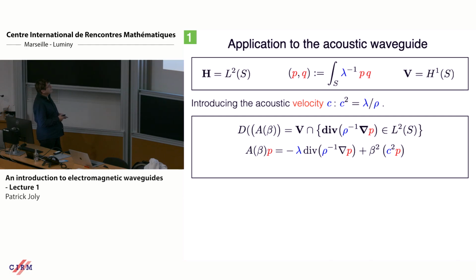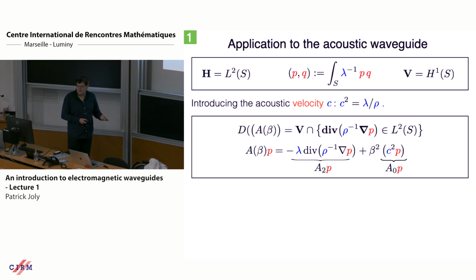It's easy to see that the operator is rigorously defined this way, with the definition of the domain and then the operator, where you identify the part A2 and the part A0, so there is no A1. And you see that A0 is simply the multiplication by the function c square. So a priori, c square is a function of the transverse variable. Okay?